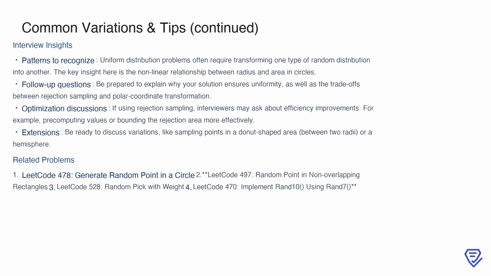In interviews, it's important to recognize patterns involving uniform distribution problems. These often require transforming one type of random distribution into another, such as accounting for the nonlinear relationship between a circle's radius and its area. Be prepared for follow-up questions, such as justifying the uniformity of your solution or discussing the trade-offs between rejection sampling and the polar coordinate method. Interviewers might also ask about optimizing rejection sampling, such as pre-computing values or refining the bounds to reduce computational overhead.